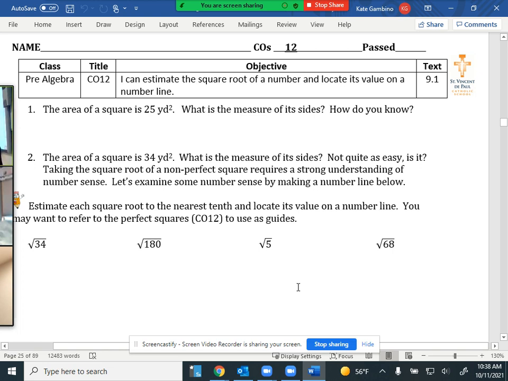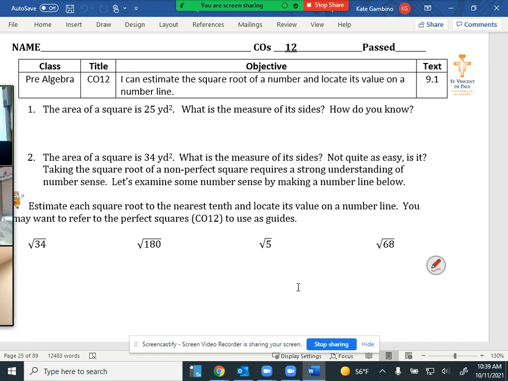Okay, good morning. Today we are continuing with the square roots. We are on CO12. I can estimate the square root of a number and locate its value on a number line. So our last CO we were talking about those perfect squares.